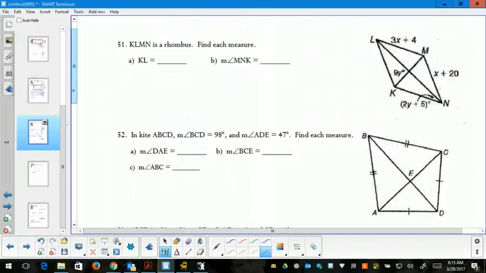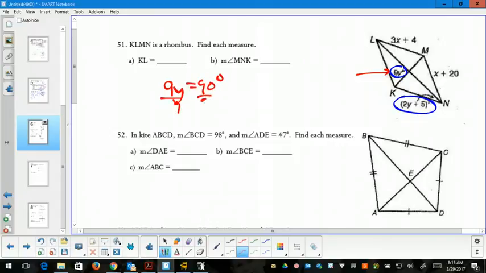Uh-oh, rhombuses. I have some people who are still setting 9y equal to 2y plus 5. Can we do that? Are they the same length? They don't even look the same measure, right? The same degree. But what should I know about the angles of a rhombus, kite, and square? They are always perpendicular. So that 9y is actually equal to 90 degrees. When we divide by 9, y equals 10.